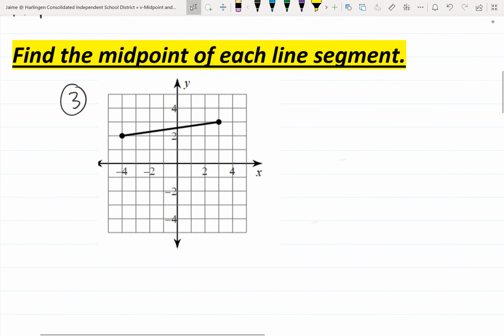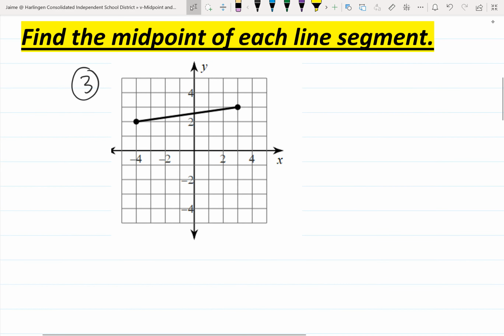Number 3 says to find the midpoint of the line segment. So you're doing the exact same thing, except there's a graph now. So let's get the points. This point here is -1, -2, -3, -4, up 1, 2. So this is -4, comma 2. The point over here is 1, 2, 3, up 1, 2, 3. So this is 3, comma 3.